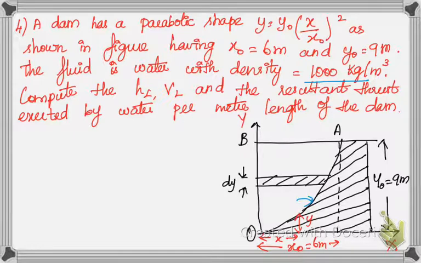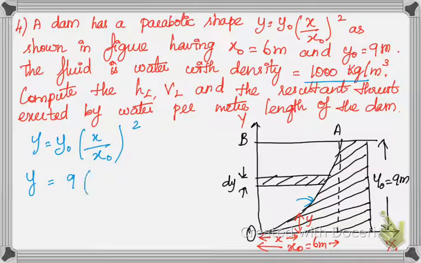Previously there was no equation given to you. Now the difference is that they have given you the equation. So the equation of the curve OA is given to you, that is y is equal to y naught into x by x naught the whole square. We know the values of y0 and x0, so we can just substitute them here and find one generic equation with the terms x and y. So instead of y0 I am substituting 9, and for x0 the value is 6.